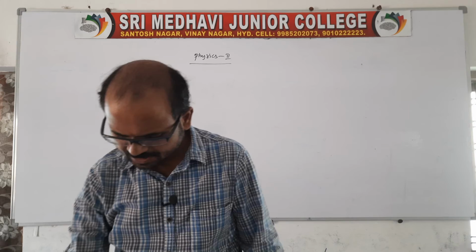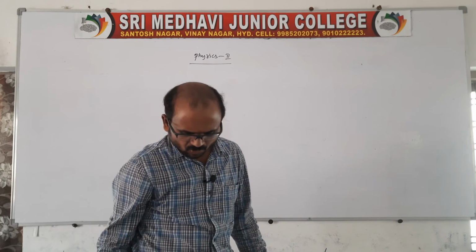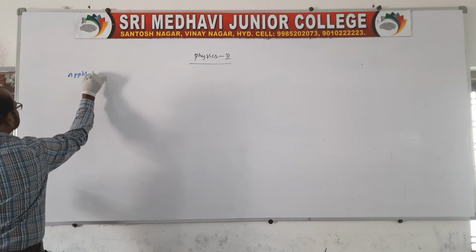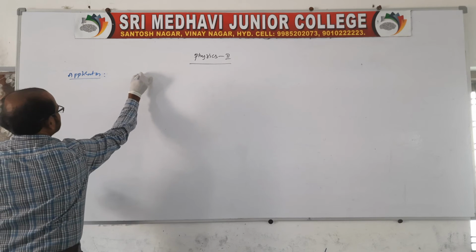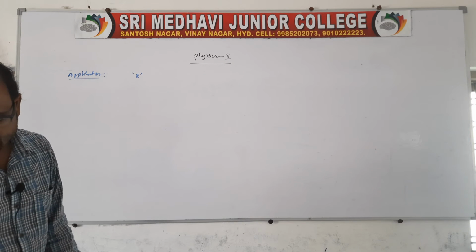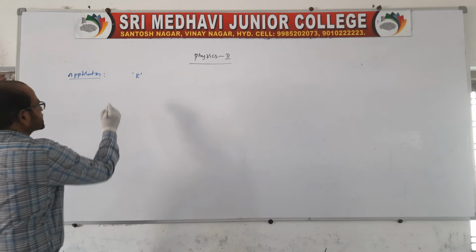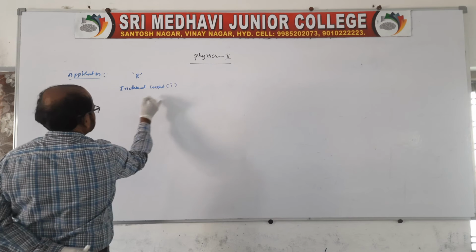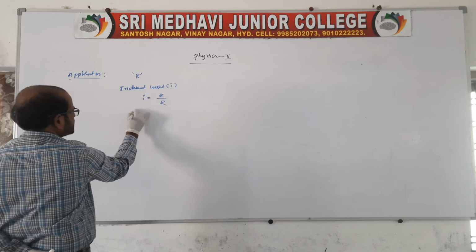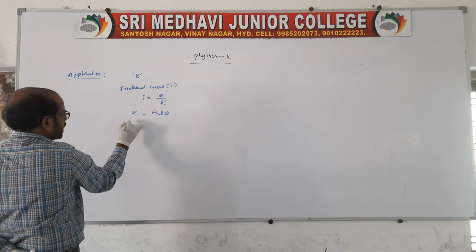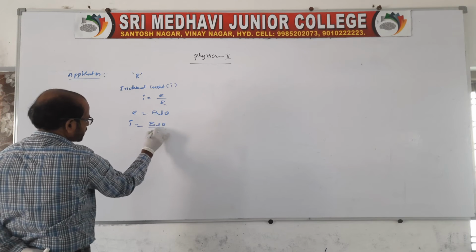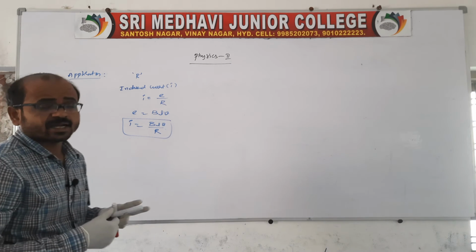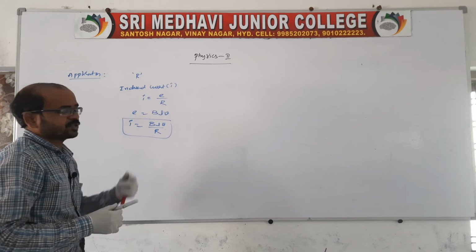Right. So there is one application. See, when the resistance of the rod is capital R, the given rod resistance is capital R. It is asking to find the induced current, that is I. But I is equal to, we know, E by R, no? But E is equal to BLv, right? So I is equal to BLv by R. It is the induced current when the rod is moving in a uniform magnetic field.